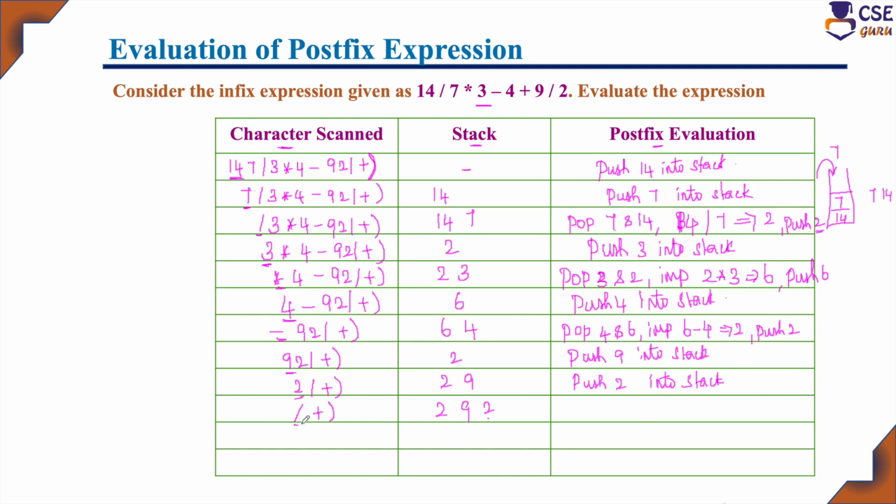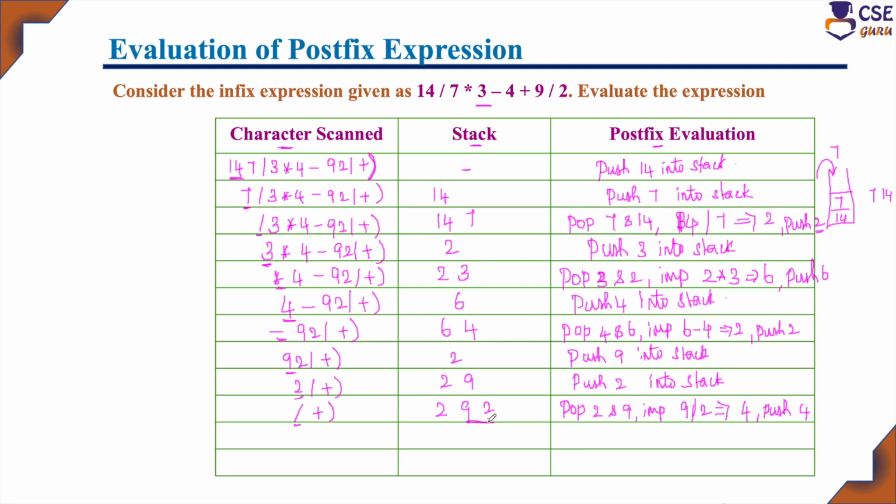Then next you need to read the input character division. Division is an operator. So pop 2 elements from the stack. Pop 2 and 9. Then implement 9 divided by 2. This is a division operator. So whenever you are dividing, the division operator will return only the quotient, not the remainder. So 4 2s are 8. The remainder, the .5 of 4.5, it won't consider. Only 4 it will consider. Now push 4 into the stack.